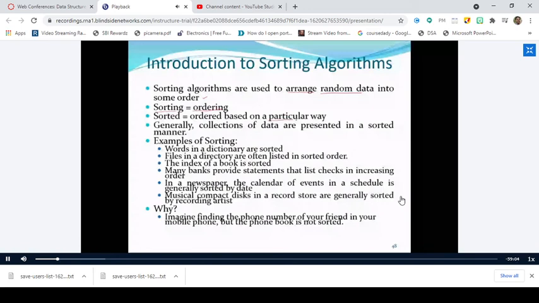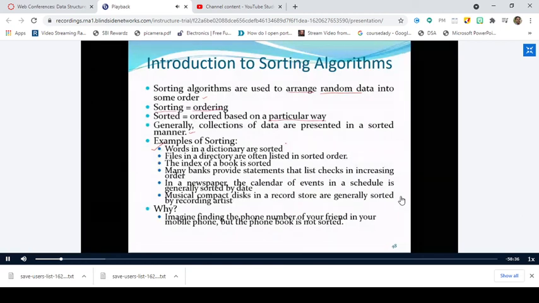Whenever you want to present some list of data, it is very beneficial when you arrange those items in sorted order. In daily life, we come across a lot of objects where the collection of elements is in sorted manner. For example, if you take a dictionary, the words in the dictionary are in sorted manner. It is nothing but alphabetical order.